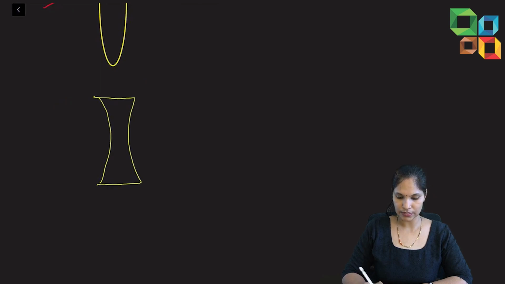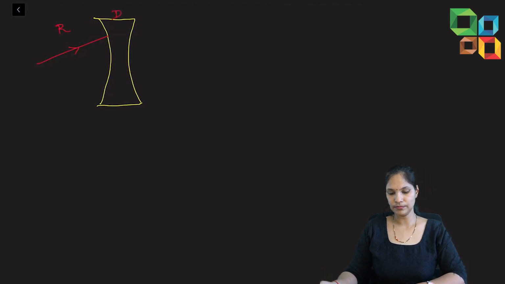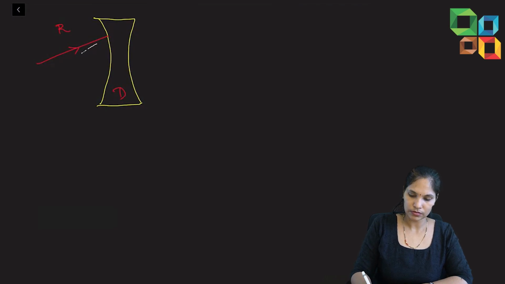Say this is a concave lens. Now one ray comes like this and falls on the concave lens. This is the rarer medium, and this is the denser medium inside. Now the ray has to go from rarer to denser, so it will bend towards the normal. For this surface, the normal will be somewhat like this. So the ray was supposed to go straight like this, but it will bend towards the normal, like this.